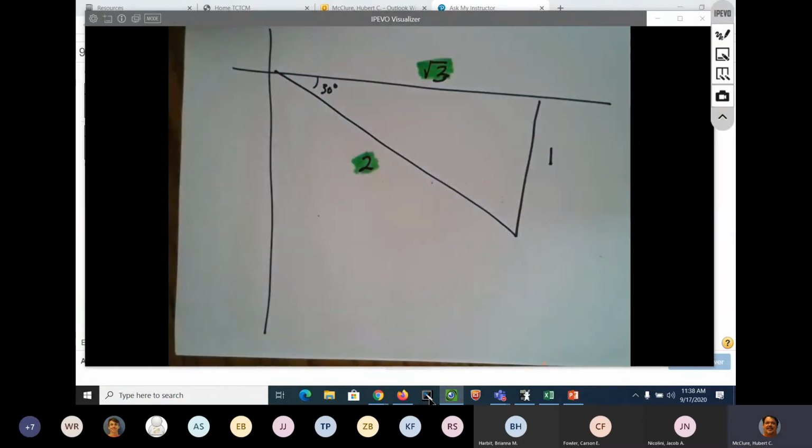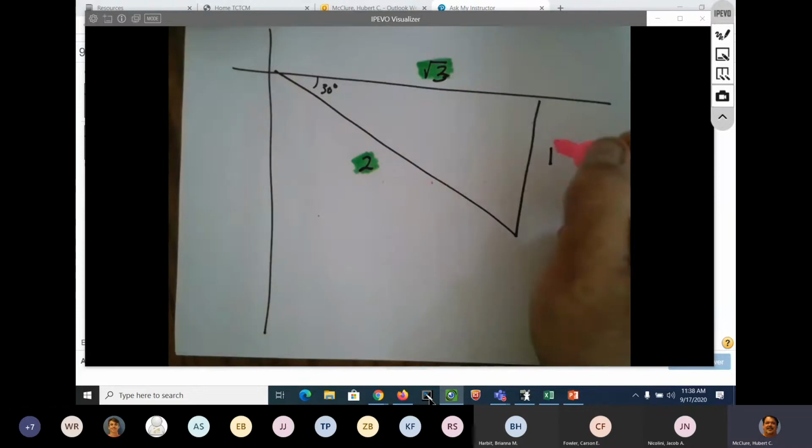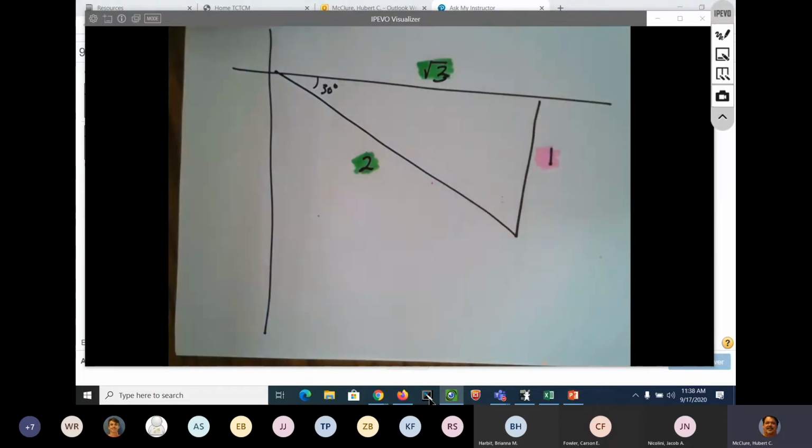But what about that 1? It's going to be negative. The 1 is going to be negative. So we're going to color it pink. And we're going to put a negative there. And now you can fill out your chart.